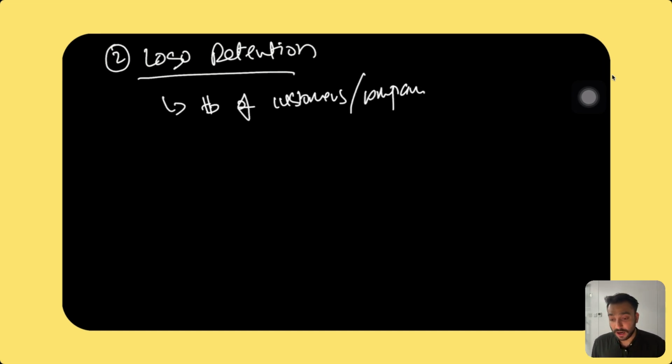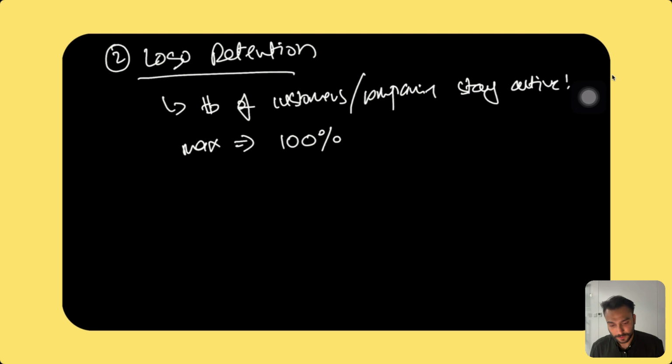Second metric to measure is the logo retention, which basically is the number of customers who stay active. The maximum this value can be is 100%. But if it's less than 100%, this means that companies are leaving, and that's problematic.